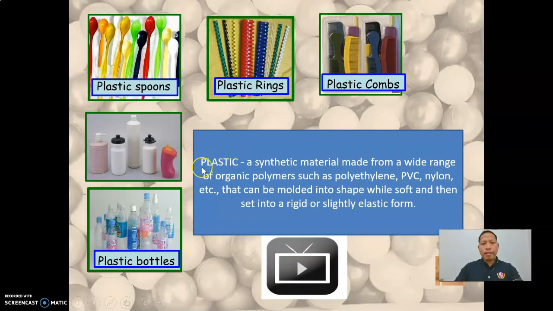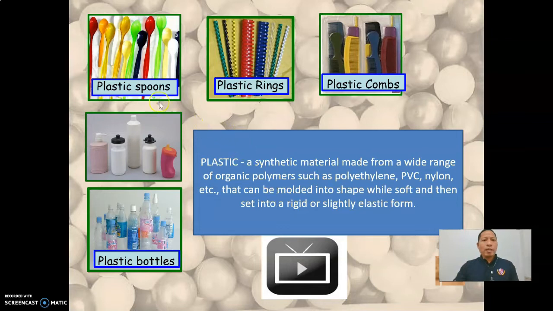Now next, plastic. Now, plastic, everybody say plastic. Plastic is a synthetic material made from a wide range of organic polymers, such as polyethylene, PVC, nylon, and many more, that can be molded into shape.